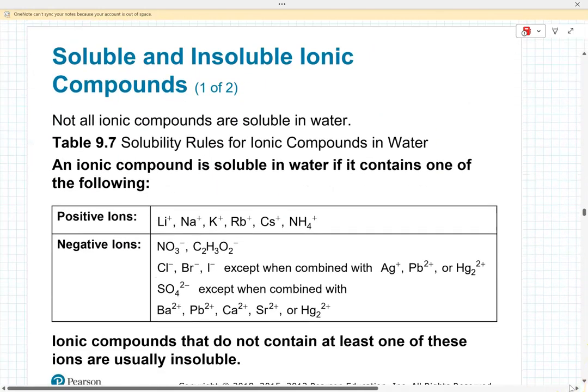So now we're going to talk about solubility rules for ionic compounds. So here's the thing. You apply these rules step by step.